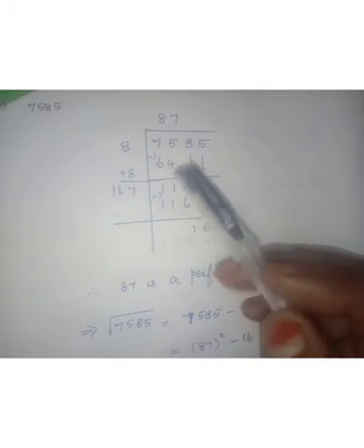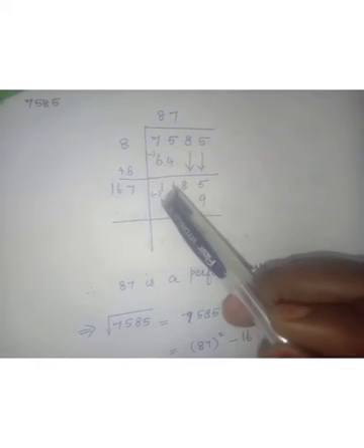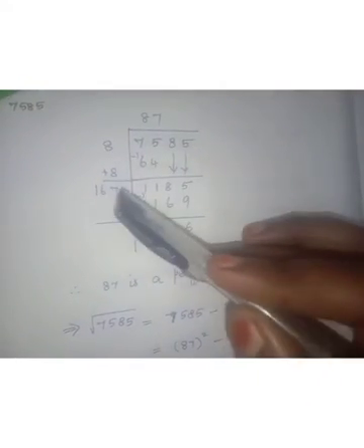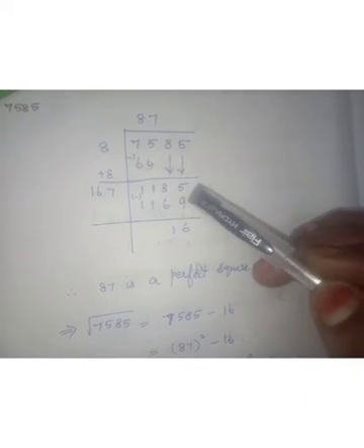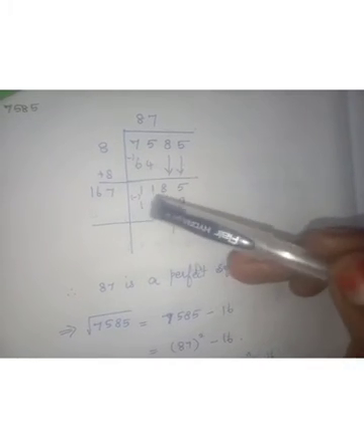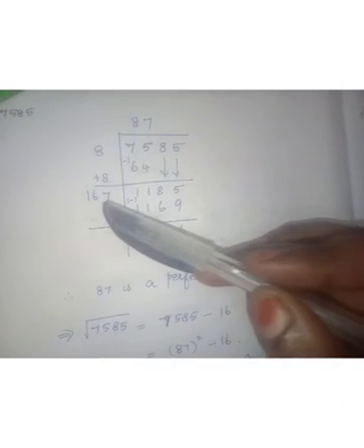First you consider the 75. 8 eights are 64. 9 nines are 81, it exceeds. So 8 eights are 64. 75 minus 64 is 11. But 11 is not possible to divide further. 8 plus 8 is 16. After 16 you put one number, and the same number goes in the quotient. In perfect square division you take two numbers down, 85. So 1185 is that. After 16, what number do we put? It is related to this number, 7.